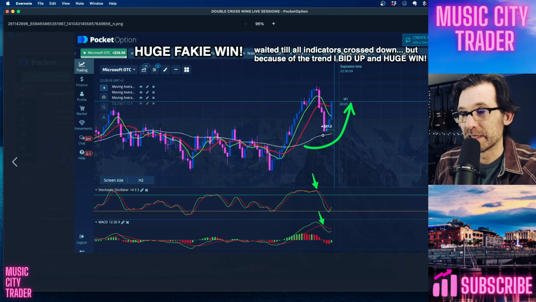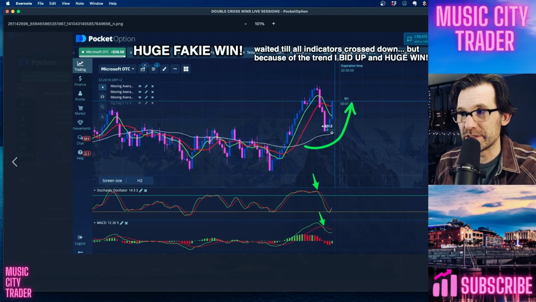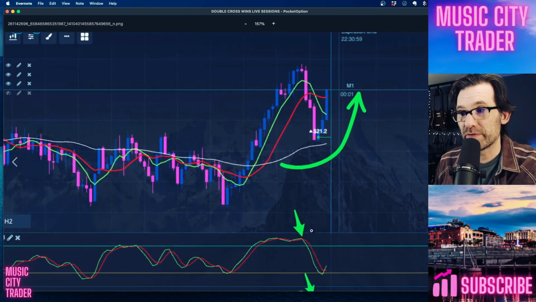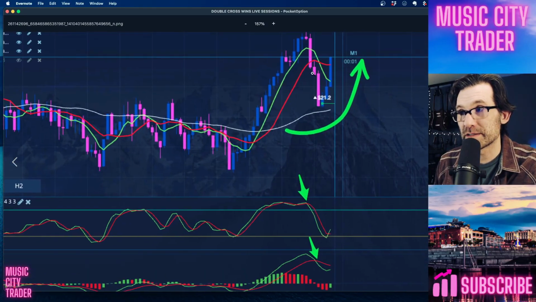There's a lot of up pressure, and although these both crossed down, I let it go down. I went ahead and let it go down, and I let it mature. That's, I think, the key to winning these: you let it mature. If you would have entered right away as soon as it crossed, if you would have entered an up bid here, you would have lost. You've got to let it mature.